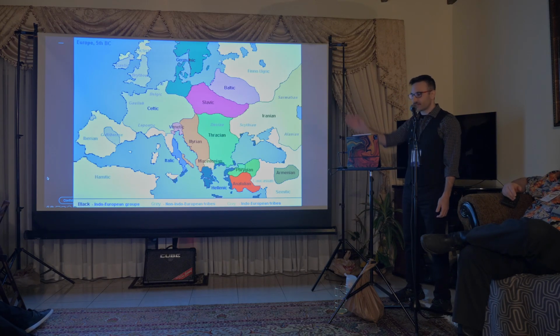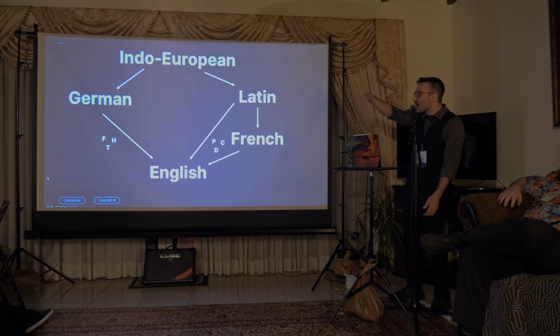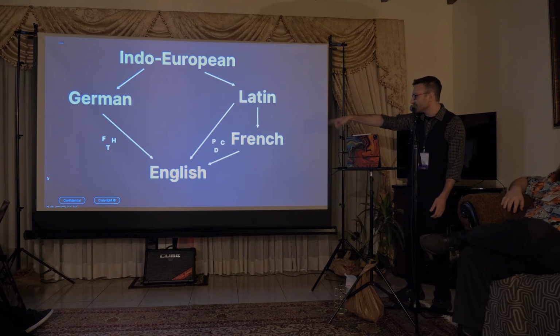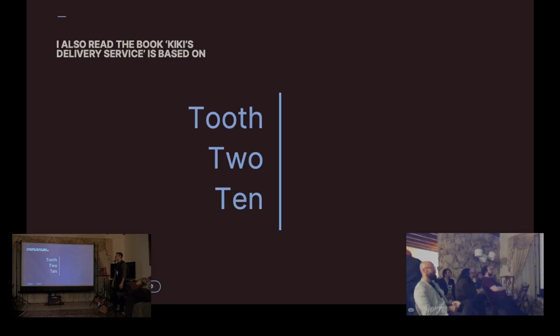Anyway, here's the map. This is where they were. Okay, you got the Celtics, you got the Slavics, the Iranians, the Armenians. Okay, Italy, obviously down there. The Germans up there. Okay, whatever. This is how it works: Indo-European, German, Latin, French, the FTC, and it comes down to English. That's how it works. Okay, let's go over the last one.